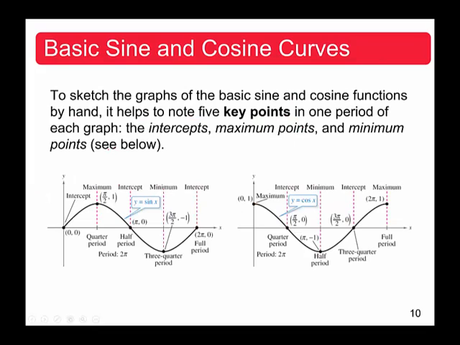Now, as you can see, we're using 5 key points. The 5 key points are the intercepts, maximum point, and minimum point, right? For sine: intercept, intercept, intercept, maximum point, and minimum point. And for the cosine function, very similar: intercept, intercept, maximum point, and minimum point. So once you have those 5 points settled, you'll be able to graph any sine or cosine function.